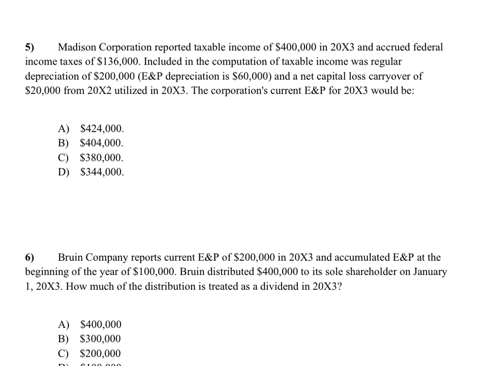Madison Corporation reported taxable income of $400,000 in year 3 and accrued federal income taxes of $136,000. Included in the computation of taxable income was regular depreciation of $200,000. Earnings and profits depreciation was $60,000. And a net capital loss carryover of $20,000 from year 2 utilized in year 3. Again, we're looking at the corporation's current earnings and profits for year 3. So I'll pause for a moment and let you guys take a look.